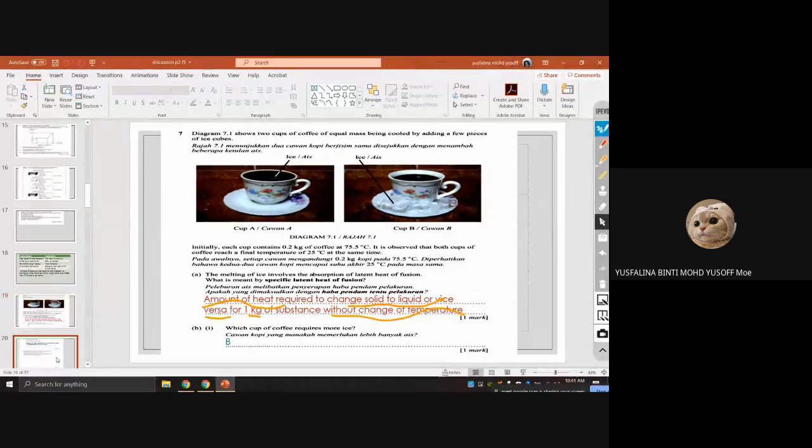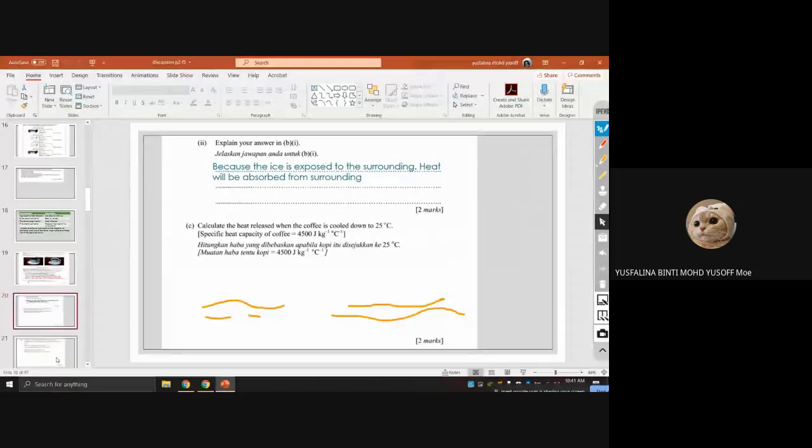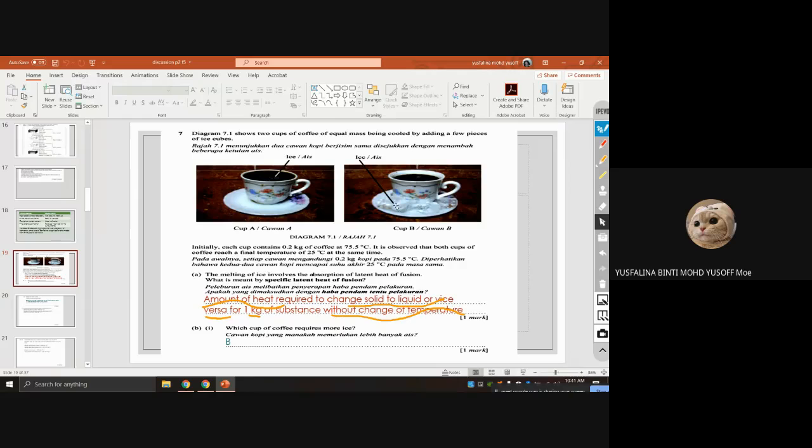Next, explain your answer in B1. Because the ice is exposed to the surrounding, the heat will be absorbed from the surrounding, so the ice will be melting. This means you need more ice to cool the coffee inside the cup, compared to this one where you put ice inside the cup. So this one will cool faster than that one.